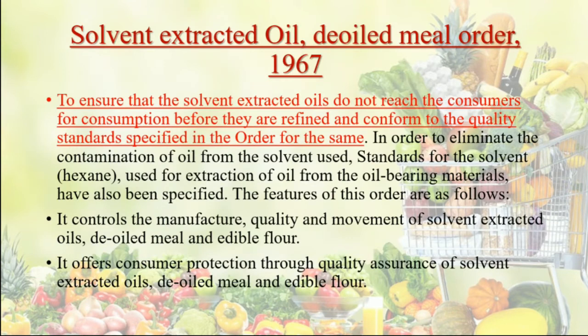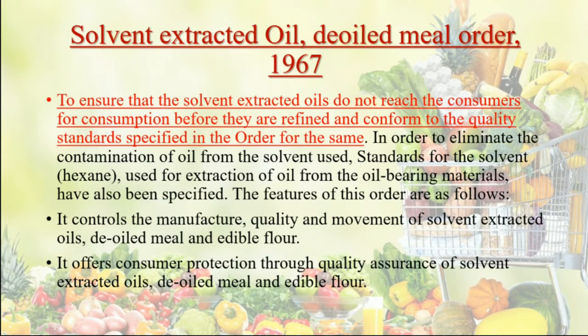Then we had Solvent Extracted Oil De-oiled Meal Order 1967. So we know that the refined oil is also being produced by the solvent extraction method. So it is very important to monitor the quality of the solvent used and the quantity of the solvent which will be in the final product. So all these things are monitored under this order.